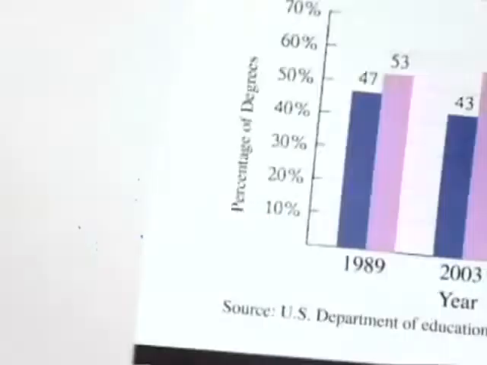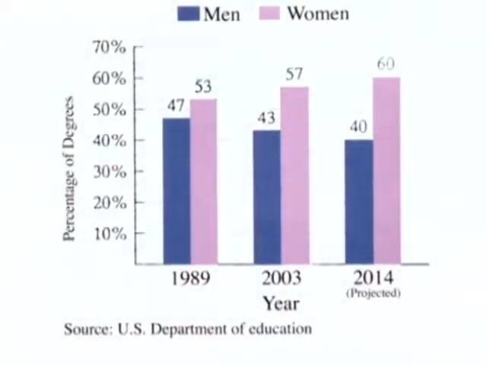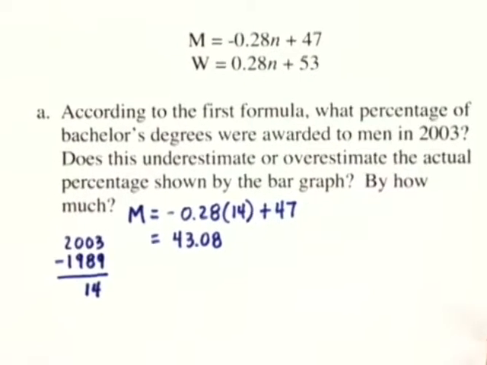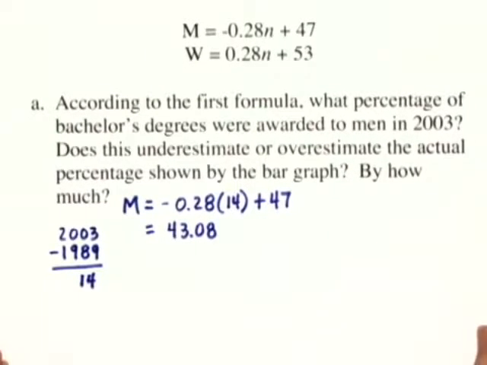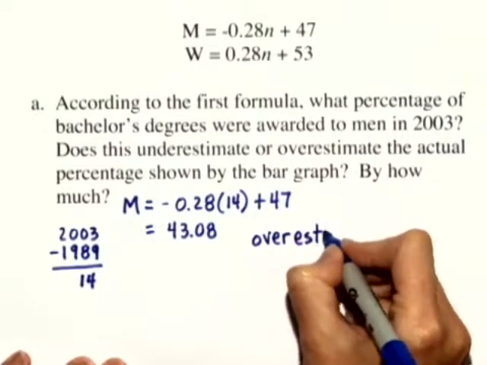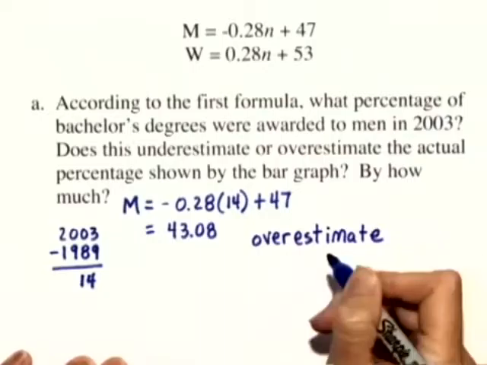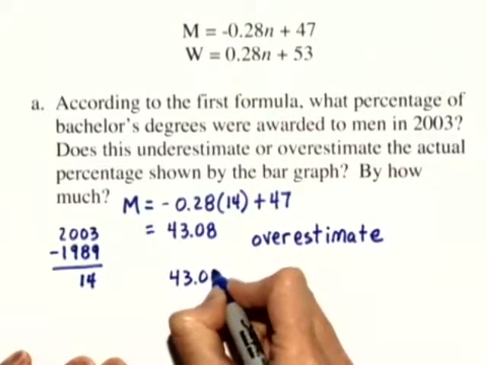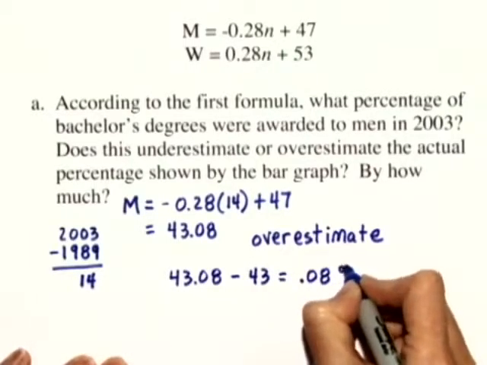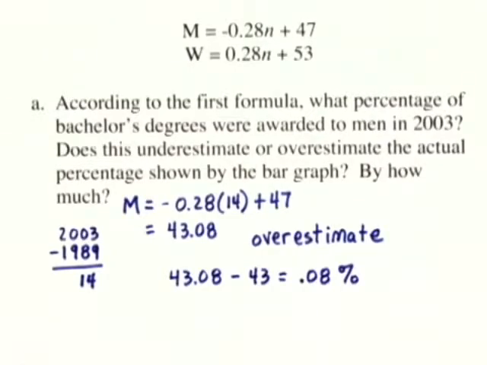The bar graph shows in 2003, men is represented by the blue bar, that exactly 43% of degrees were awarded to men. In our answer, we got 43.08%. So we have just a slight overestimate. And by how much? Well, 43.08 minus 43 is just 0.08% of an overestimate. Let's move on to Part B.